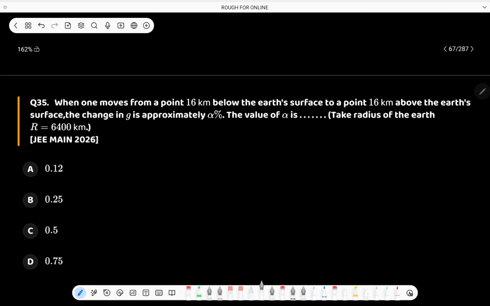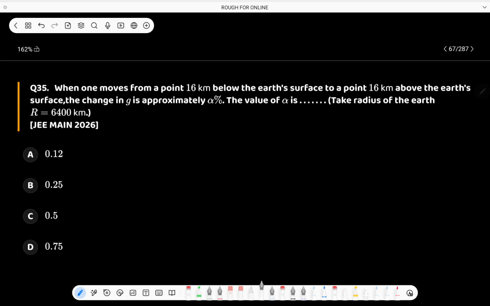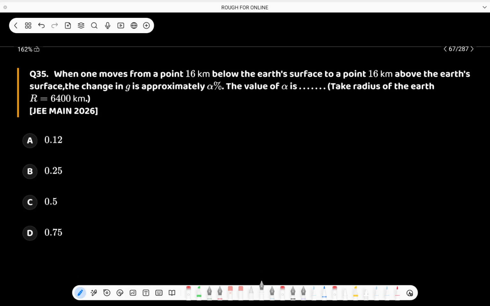Okay. Let's move to another question, my dear students. The next question that we have is again based on acceleration due to gravity with the height h. What is the question? When one moves from a point 16 kilometers below the earth's surface to a point 16 kilometers above the earth's surface, the change in g is approximately this.